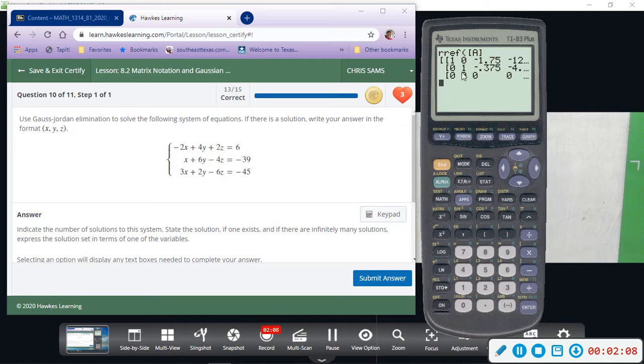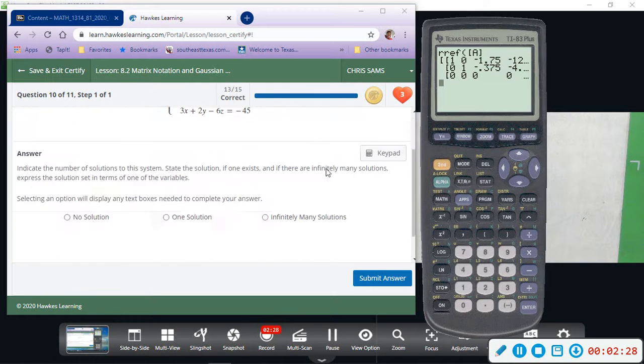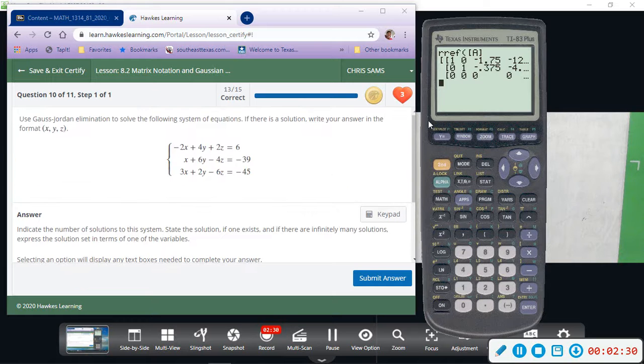Alright, so you see how this whole bottom row is zeros? This means that there's going to be infinitely many solutions, okay? And the fact that I'm seeing these decimals means this is going to be quite tedious, but let me show you what they want. So I'm going to change these decimals to fractions. Let me see what it said.